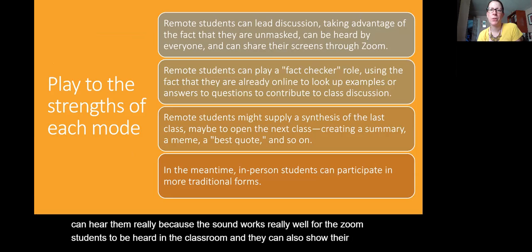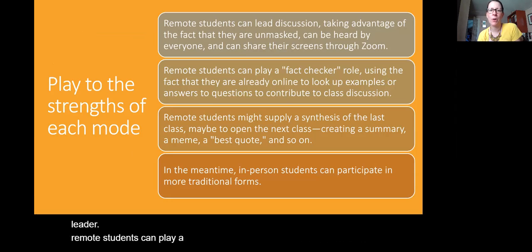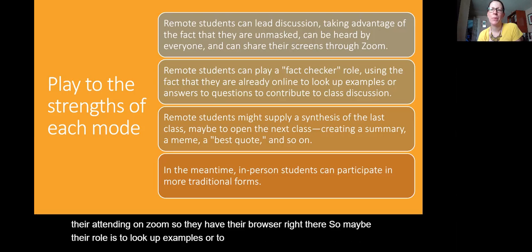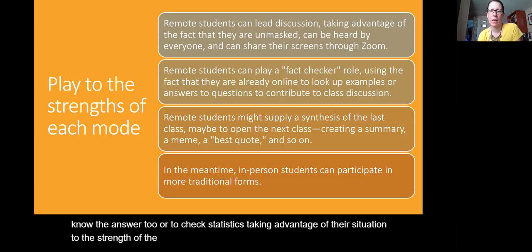So maybe remote students participate by rotating the role of discussion leader. Remote students can play a fact checker role. So they're already online, they're attending on Zoom, so they have their browser right there. So maybe their role is to look up examples or to answer questions that people don't know the answer to, or to check statistics, taking advantage of their situation to the strength of the class discussion.